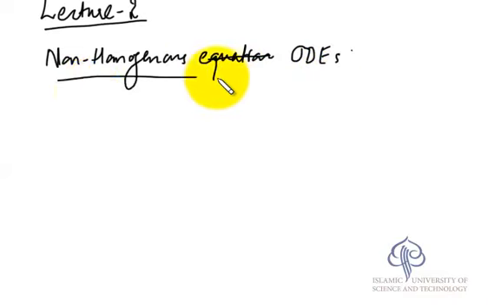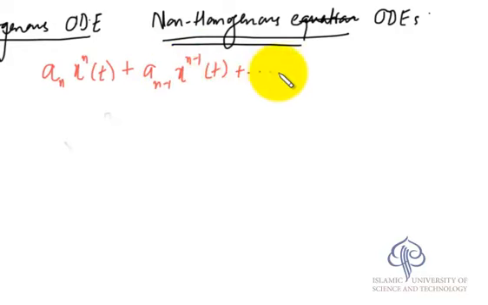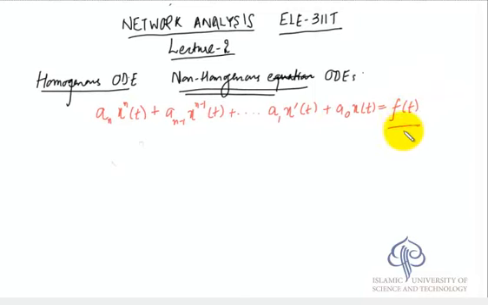So the general form of non-homogeneous ODEs is going to be, as we have seen before, an x^(n)(t), where x^(n)(t) is the nth derivative of x, plus an minus 1 x^(n-1)(t), plus this is going to continue till you have a1 x dash t, which is the first derivative, and a0 x(t) is equal to f(t). So the difference is that this f(t) is not identically 0, so you get a non-homogeneous equation.